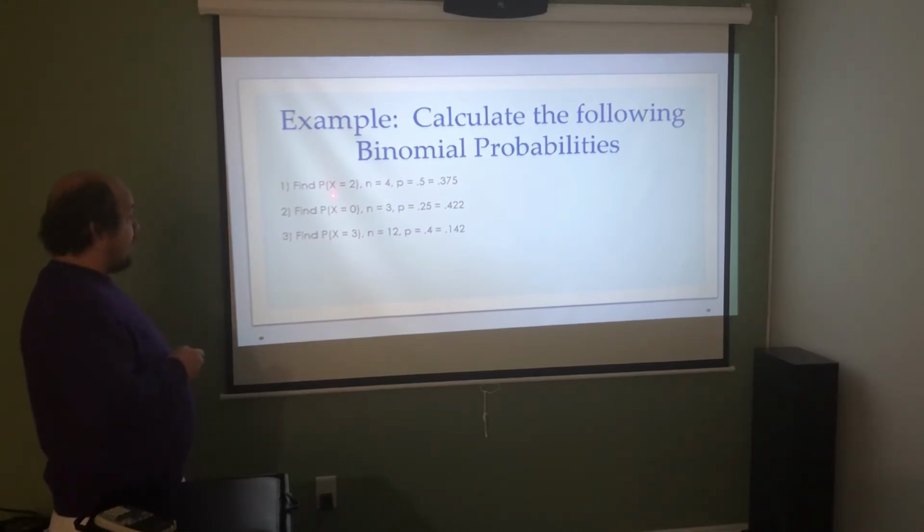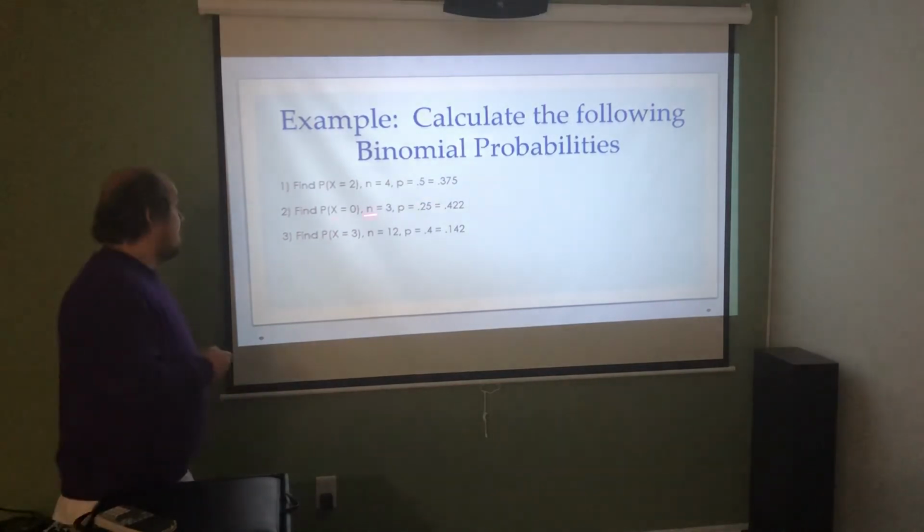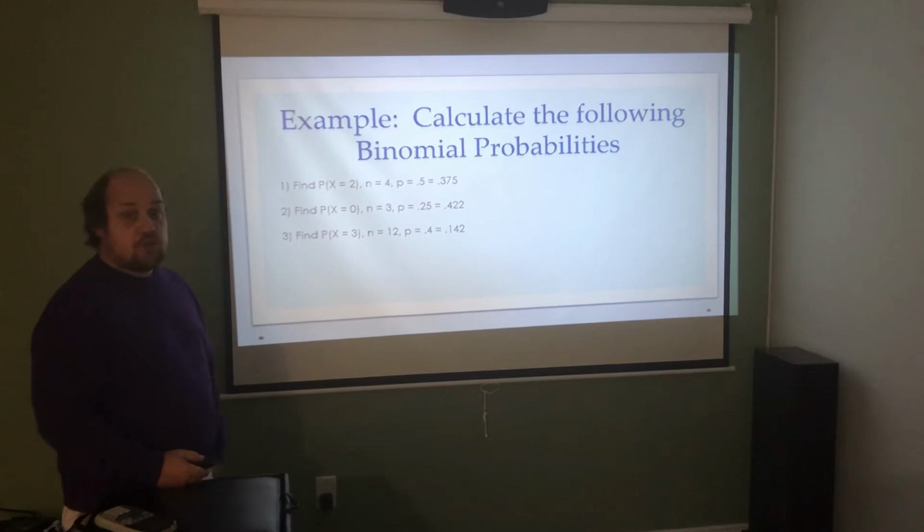For this problem I would write 4 nCr 2 times 0.5 to the power of 2 times 1 minus 0.5 to the power of 4 minus 2. If you put that all in correctly, your calculator should give you a final answer of 0.375. For number 2, I should get 3 nCr 0, 0.25 to the power of 0, 1 minus 0.25 or 0.75 to the power of 3 minus 0 or 3. If I do all that out, I should get the probability 0.422.